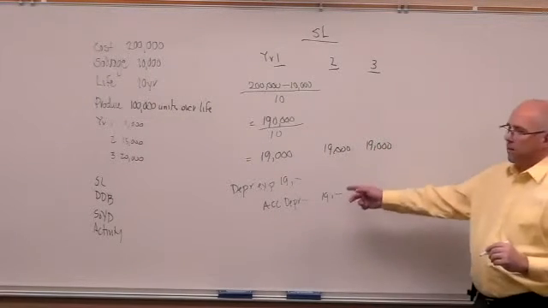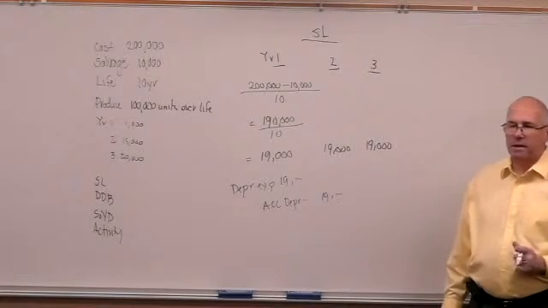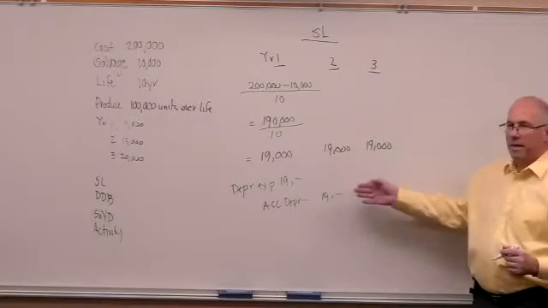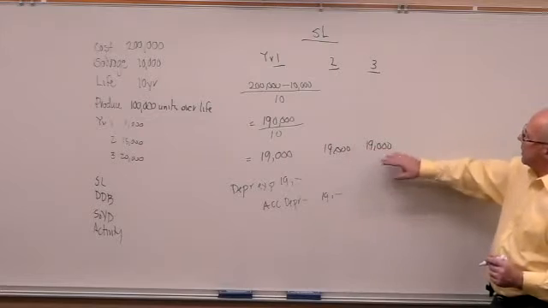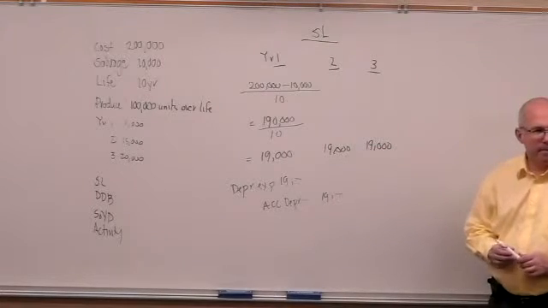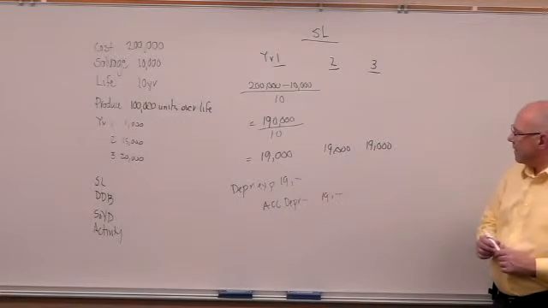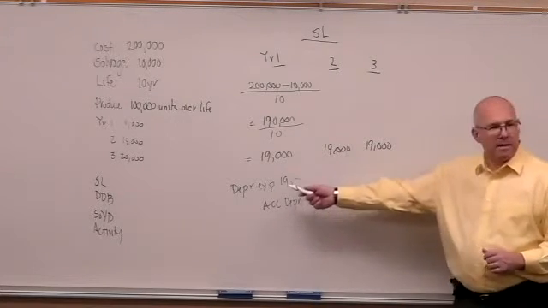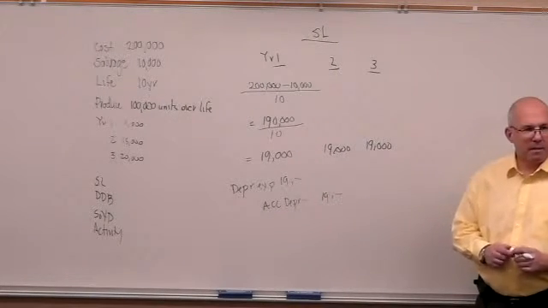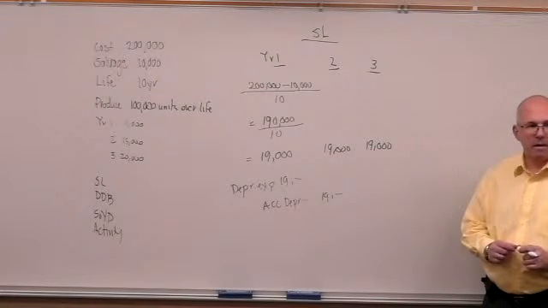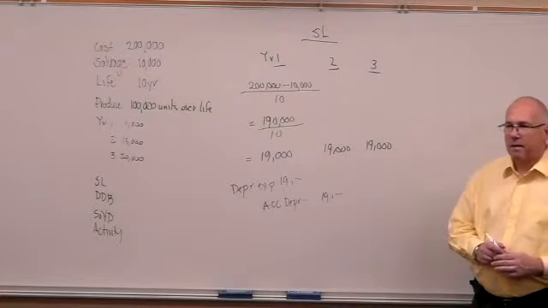And the journal entry will be the same. Debit depreciation expense, credit accumulated depreciation. So the T account for accumulated depreciation is increasing by 19 each year, but the amount of depreciation we take each year is the same. What is that depreciation expense? Depreciation expense, 19,000. Accumulated depreciation, 19,000. Any questions about straight line?